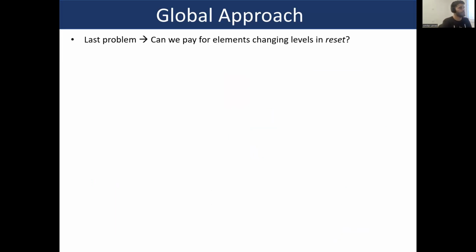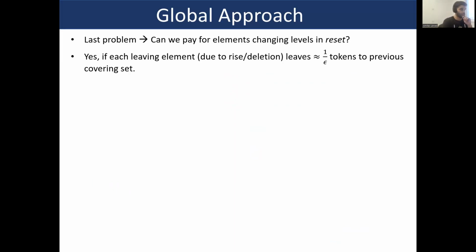Okay, last problem is, so we can pay for PD sets as we just showed. Can we pay for elements changing levels in a reset? So we can. This is not too complicated too, but if each leaving element leaves behind 1/epsilon tokens in the previous covering set, then we can pay. Why?